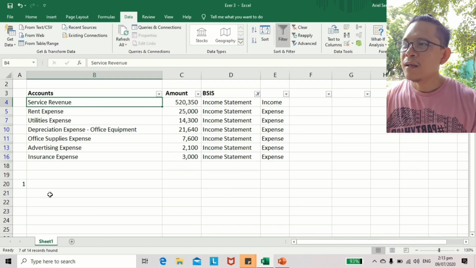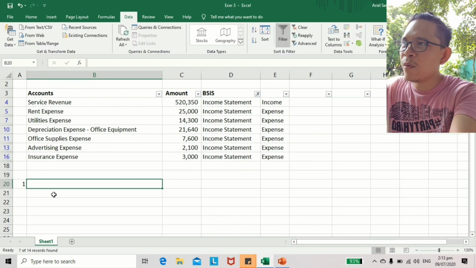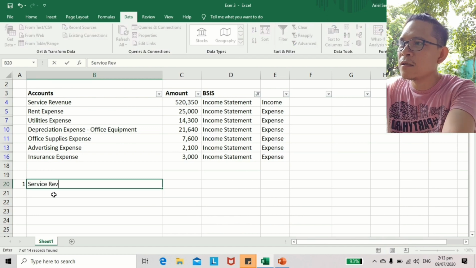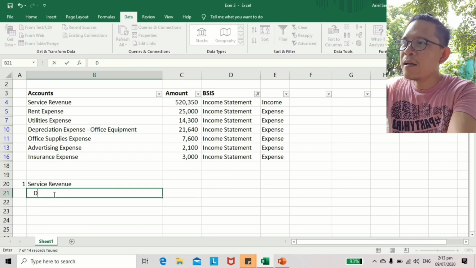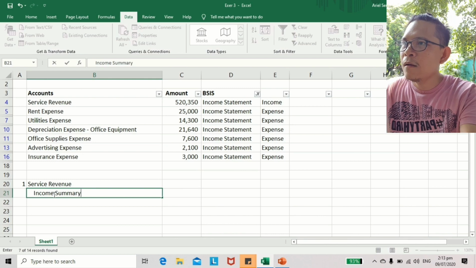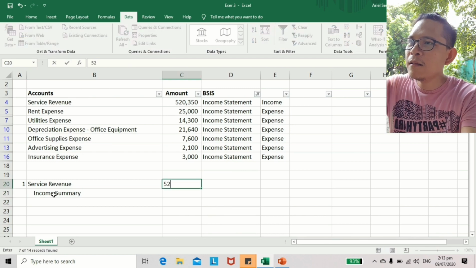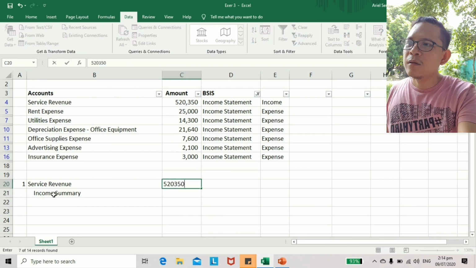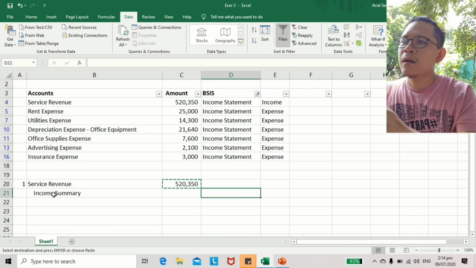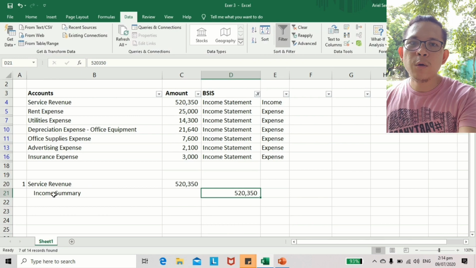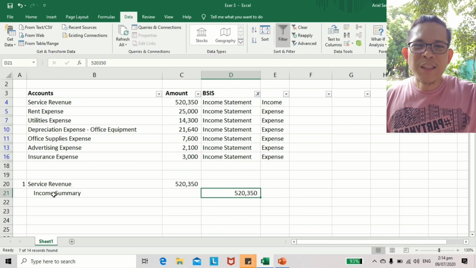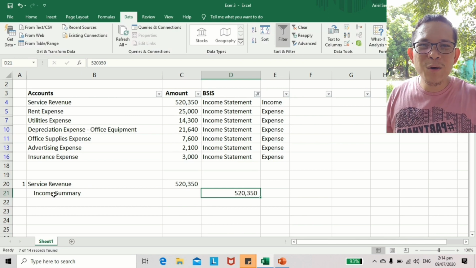So, dahil dyan, i-debit natin ito pag gumagawa tayo ng closing process. So, debit to service revenue, credit sa income summary account for the amount of 520,350. Okay. So, ganyan natin ginagawa yung step 1 of your closing process. Pasensya na kung naririnig ninyo yung mga manok sa likod.